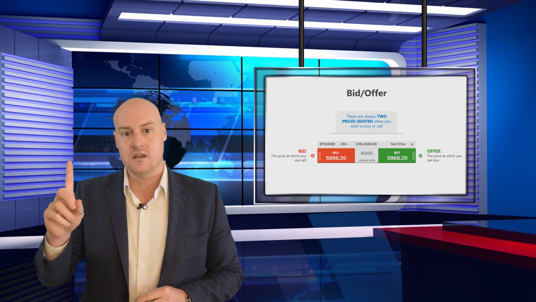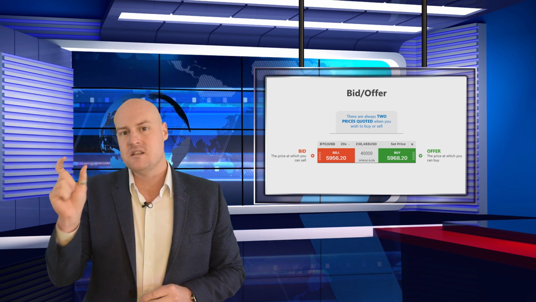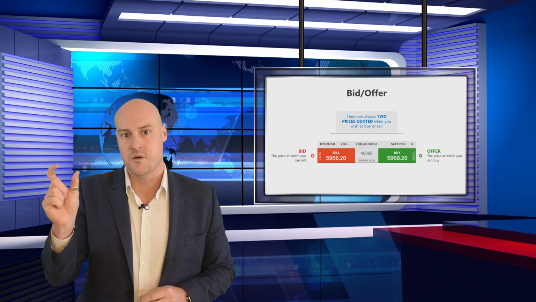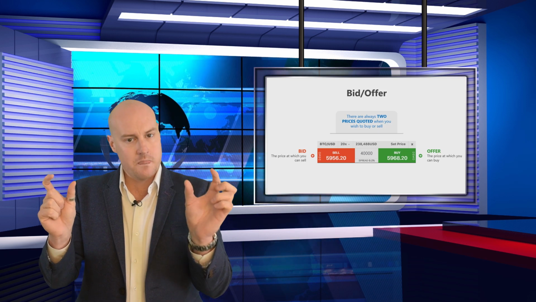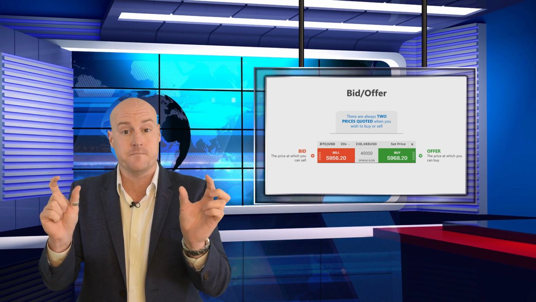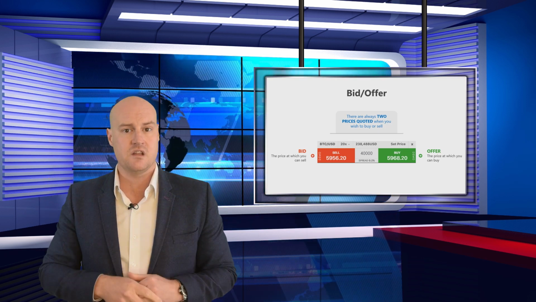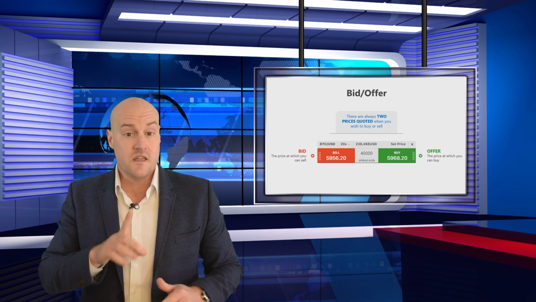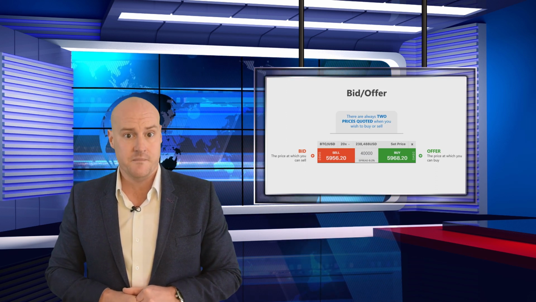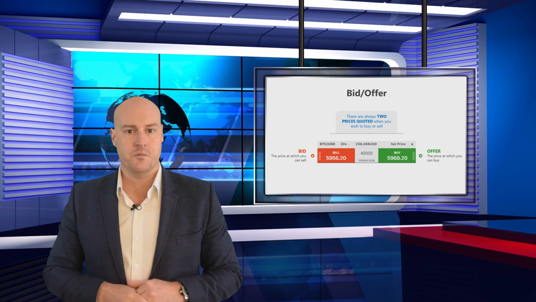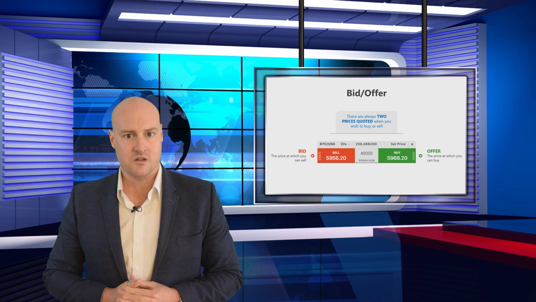So there's a price at which you can buy, maybe that's $6,500 of Bitcoin, and a price at which you can sell, maybe that's $6,450. The difference between the buy and the sell in this example is $50. Now that is commonly known as the spread. The spread is simply the difference between which price you can buy and which price you can sell.